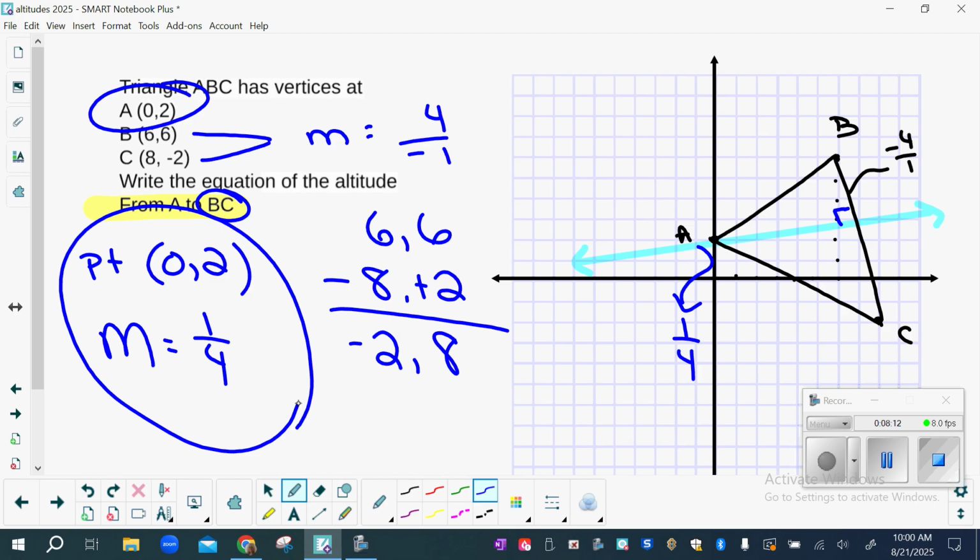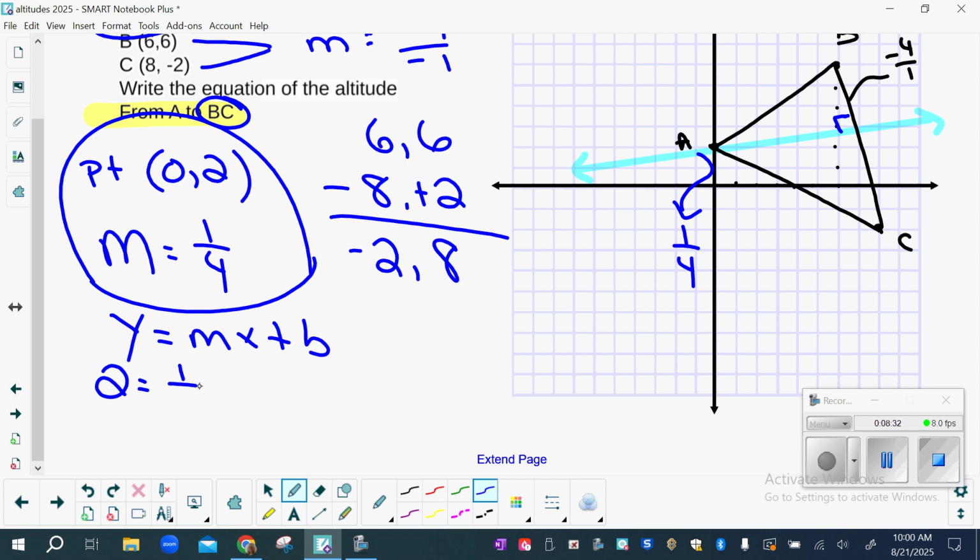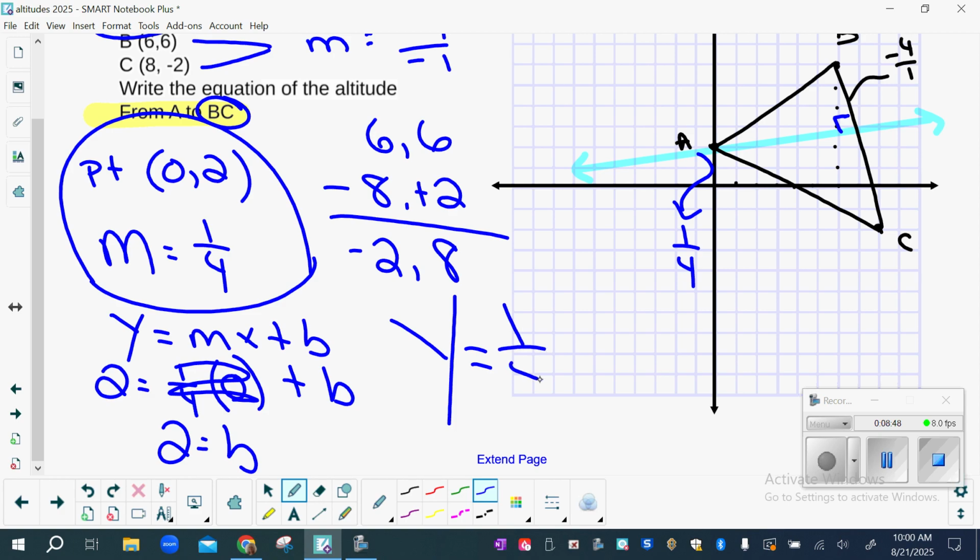How are we feeling? Okay, so I'm gonna come down. I'm gonna make a little more room because I'm a pretty giant writer. Okay, here we go. Y equals mx plus b. I got my helping point. 2 equals, I got my m. I got my x. Those go away. 2 equals b. So my final answer, big reveal, nice and giant, y equals 1/4 x plus 2.